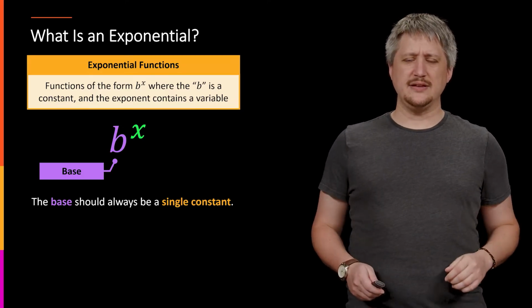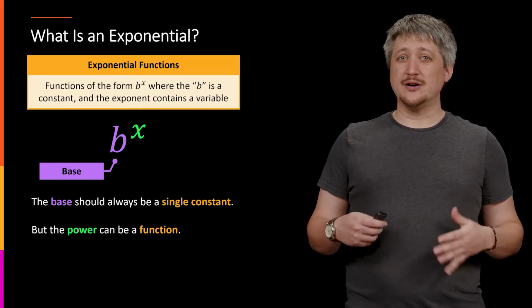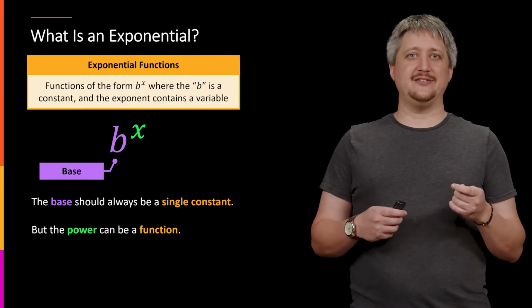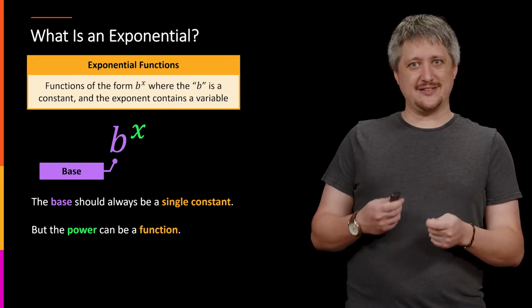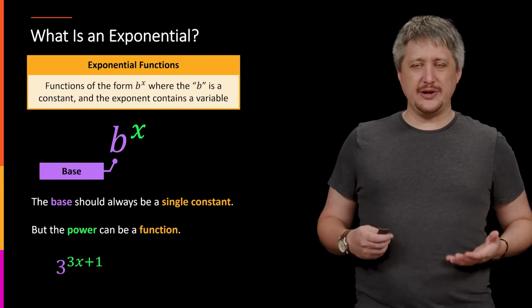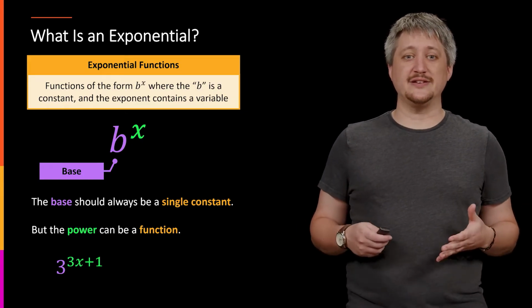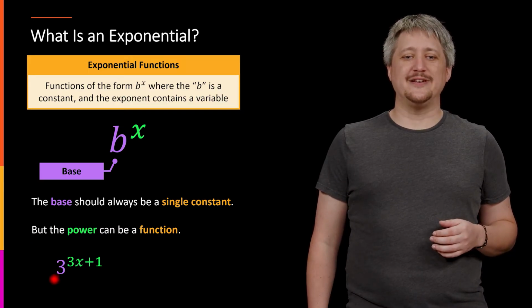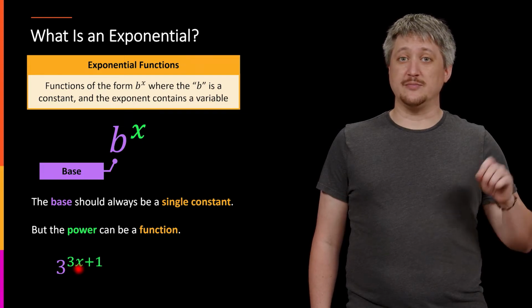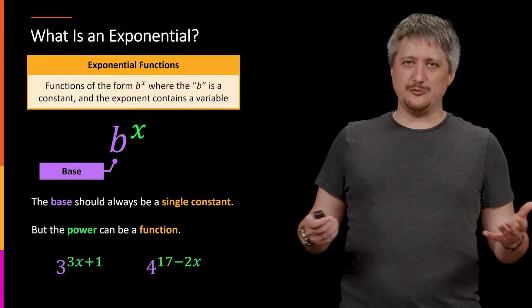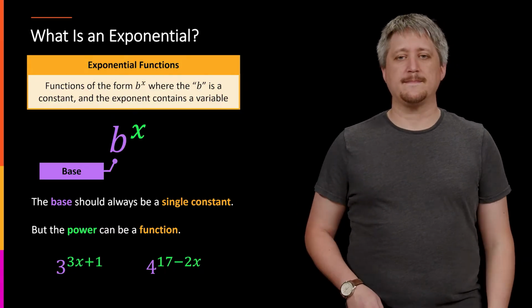That's it. Now, in contrast, the power: we have x here, but it can be any kind of function, as long as it has the independent variable in it. That's the important part. So, for example, we have stuff like 3 to the 3x plus 1. This would be an example of an exponential because the base is 3, and the power has the independent variable in it. Likewise, 4 to the 17 minus 2x would be another exponential function.